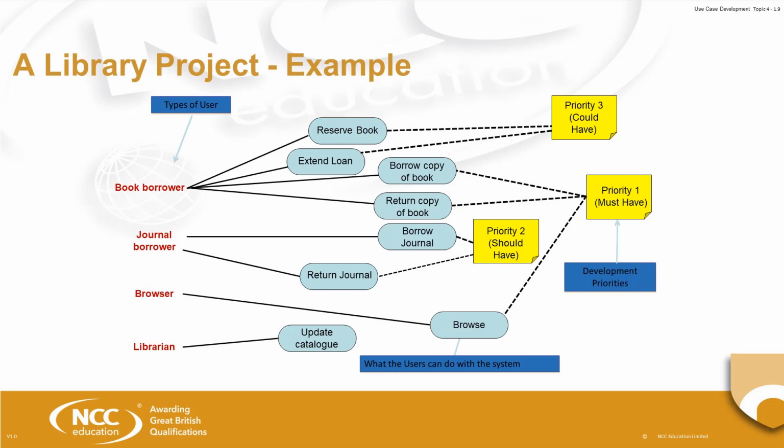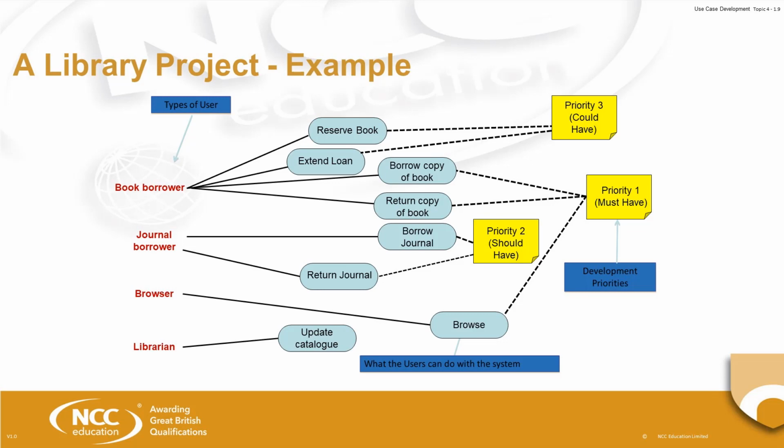Now in this system we've distinguished between a user who can borrow books and a user who can borrow journals, and they're actually different things. So a book borrower, whilst they can reserve books, extend their loans, borrow copies of books and return the copies of books, cannot borrow journals. That's in this system as it's been specified. If I wanted a book borrower to borrow a journal, then I'd have to draw a line from the book borrower to the borrow journal use case, and also to the return journal use case.